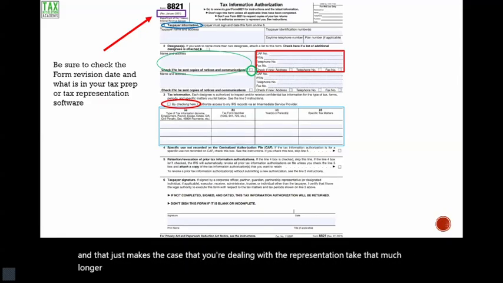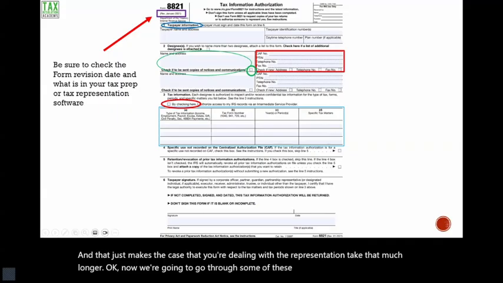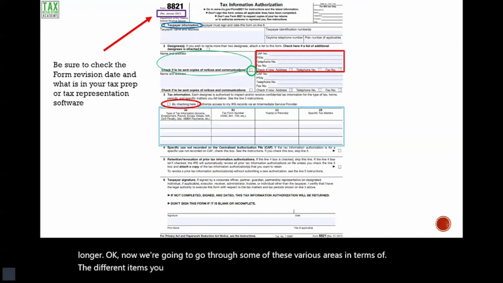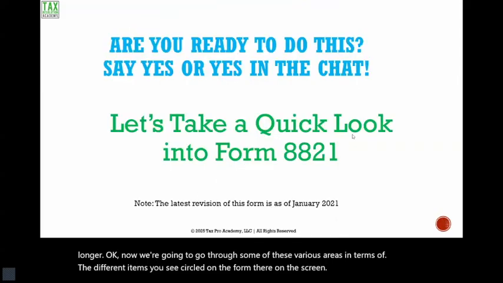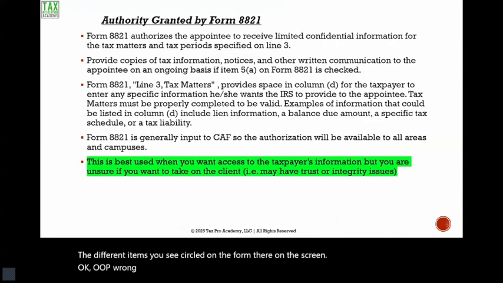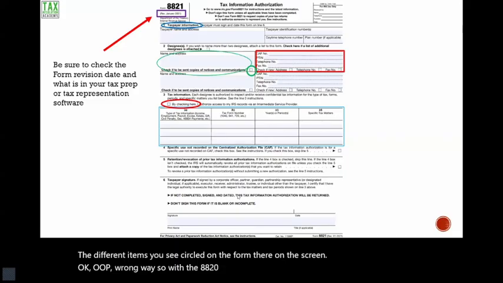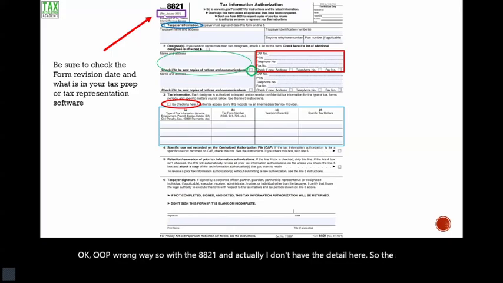Okay, now we're going to go through some of the various areas, the different items you see circled on the form there on the screen. So the key is the items that I've circled. The first thing is obviously the revision date. Two is the taxpayer information.